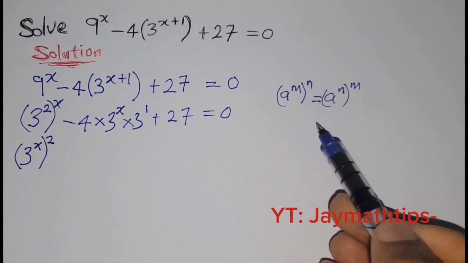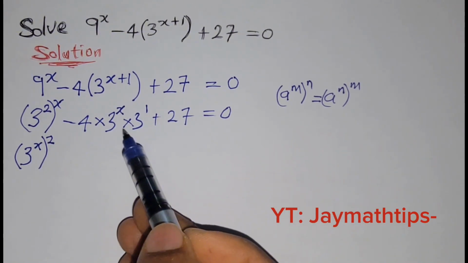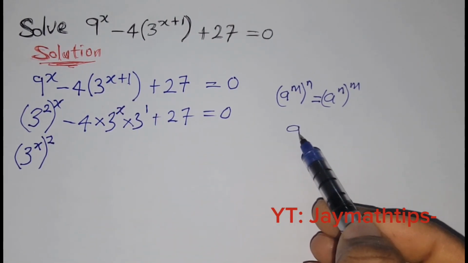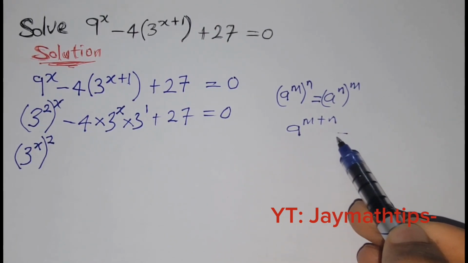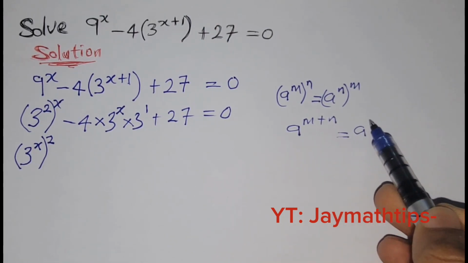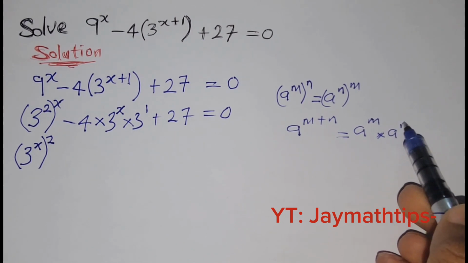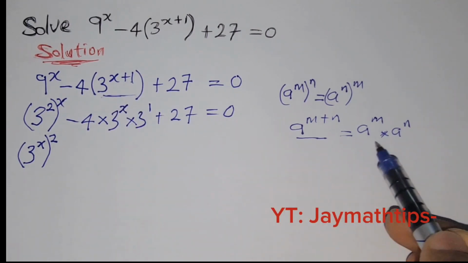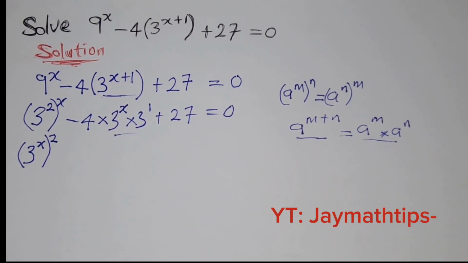The reason for this, from your indices, we learned that a raised to power m plus n is the same as a raised to power m times a raised to power n. So what you have here is this, and this very one here is the transformation.